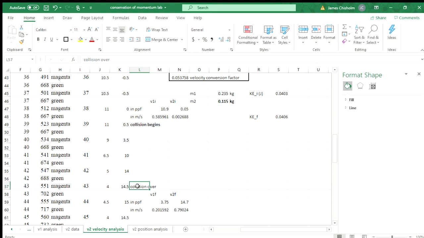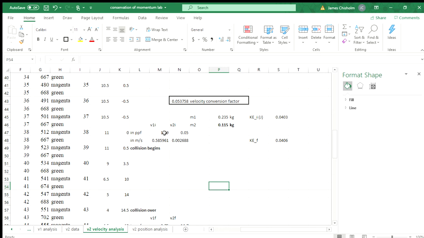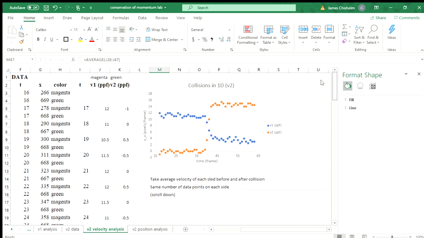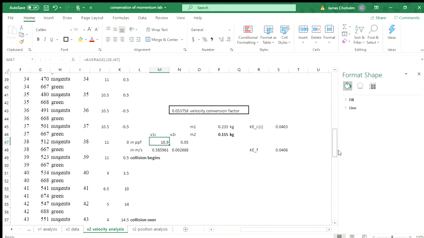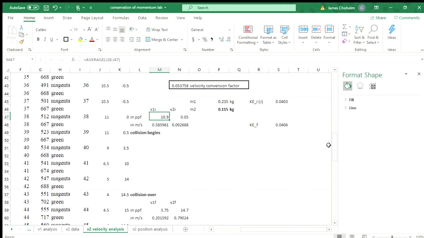So if we go and do that, I have annotated in here where our collision is going to begin. In this video, it begins at frame 39 and ends by frame 43. So then, these were my velocity values, and I'm just going to take an average value. Here I went over 10 frames, so this is 28 to 47, to calculate the average velocity for one of them and the average velocity for the other one. Here our average is 10.9 or about 11. Notice that this initial velocity should be 0, and it's in fact very, very small. Even though it's not stationary, this is still giving us an initial velocity of 0.05.